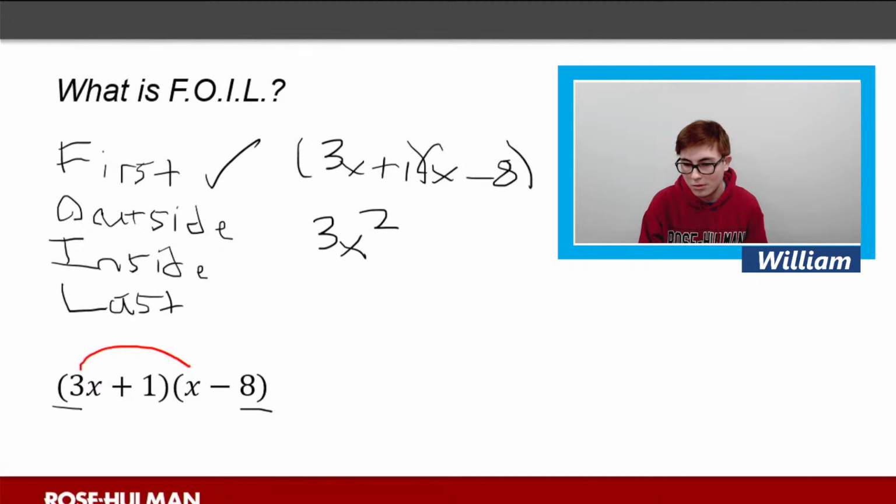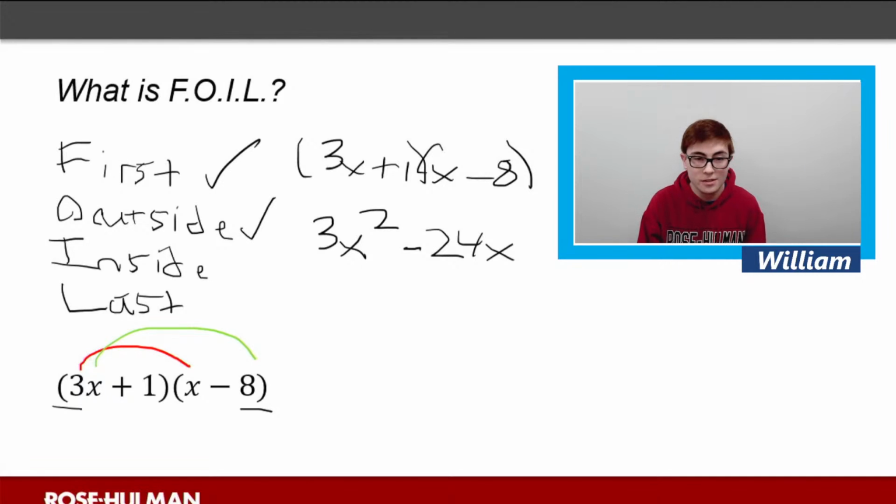Then we're going to go to our outside terms. Let's do a green. Our outside terms are the two outside numbers. We're going to take the first term of the first one and the second term of the second one, which is the 3x and then the negative 8, because those are the two outside terms if you look at it as the outside of the equation. If you multiply that 3x with that negative 8, we're going to get negative 24x, and then that step is done.